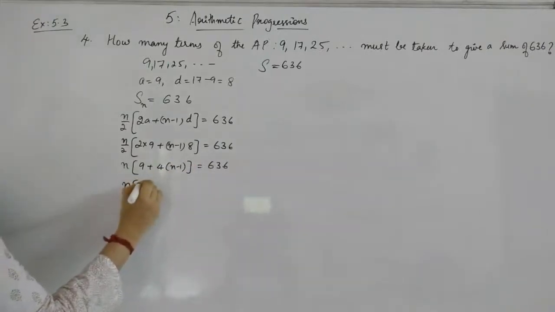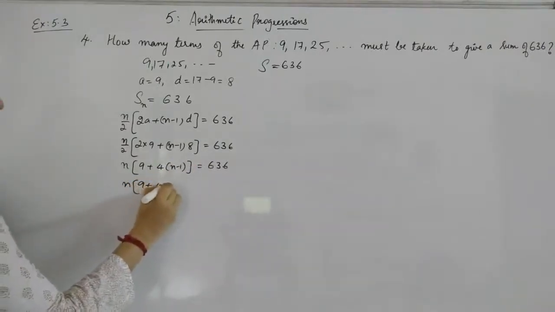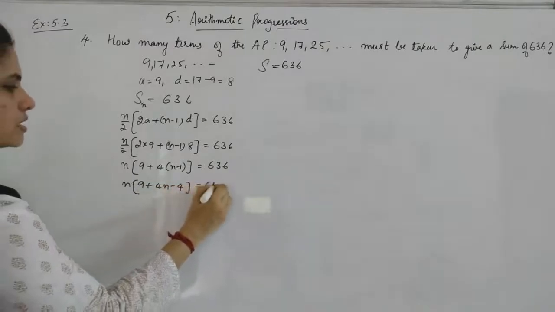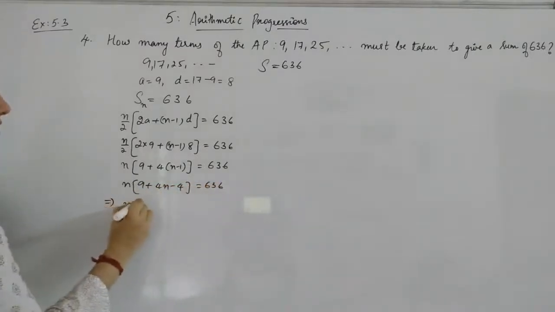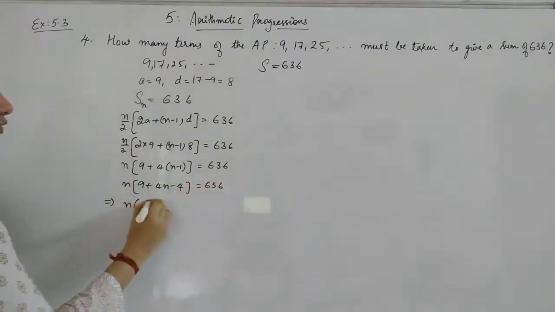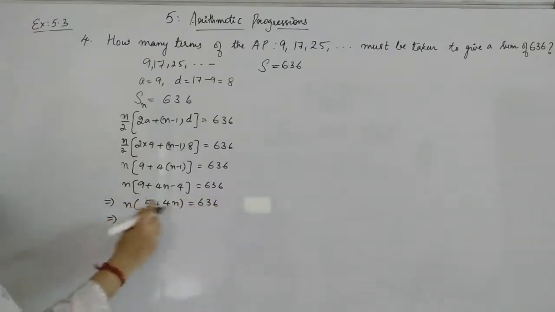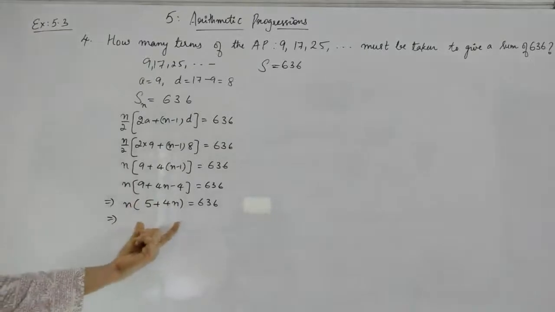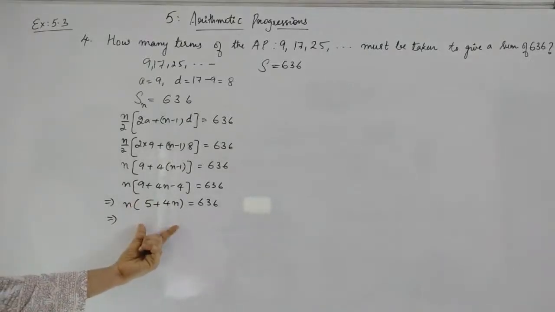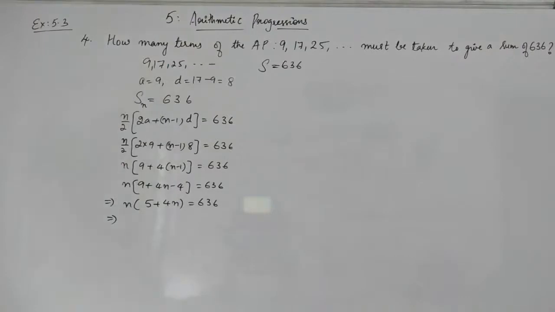That is n into 9 plus 4n minus 4 equal to 636, or else n into 9 minus 4, which gives you 5, so 5n plus 4n square is equal to 636. Now you will get a quadratic equation in n and you have to solve for n so that you will get the value of n. Again you have to neglect the negative value or a fraction which you are getting, and take only the positive value for n.